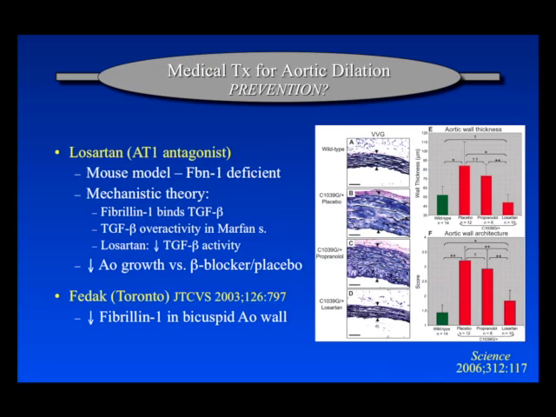Losartan, an AT1 antagonist, has been used in a mouse model and is now being used in humans. The mechanistic theory is that fibrillin 1 binds to TGF-beta, and TGF-beta overactivity is what occurs in Marfan syndrome. Losartan decreases TGF-beta activity. There has been decreased aortic growth compared to beta blockers or placebo. A group in Toronto also demonstrated the decrease in fibrillin 1 in bicuspid aortic walls.